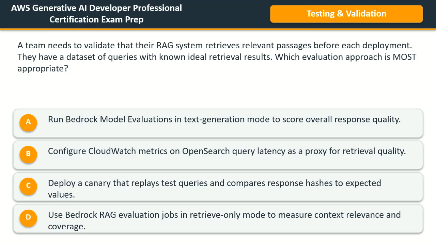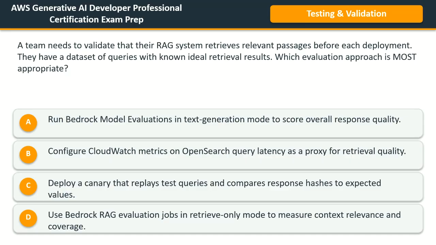Option A, run Bedrock model evaluations in text generation mode to score overall response quality. Option B, configure CloudWatch metrics on OpenSearch query latency as a proxy for retrieval quality. C, deploy a canary that replays test queries and compares response hashes to expected values. D, use Bedrock RAG evaluation jobs in retrieve-only mode to measure context relevance and coverage. The correct answer is D.